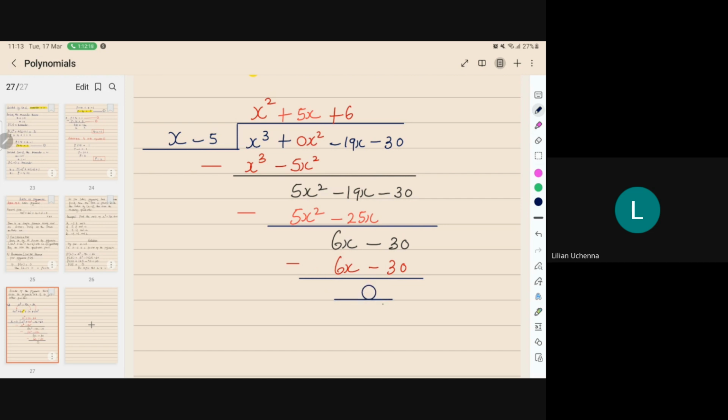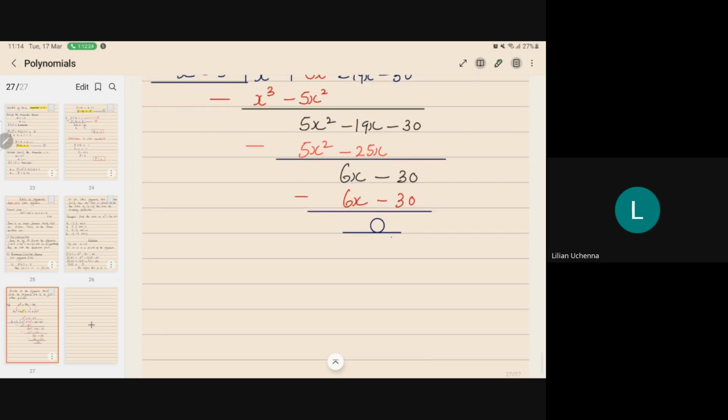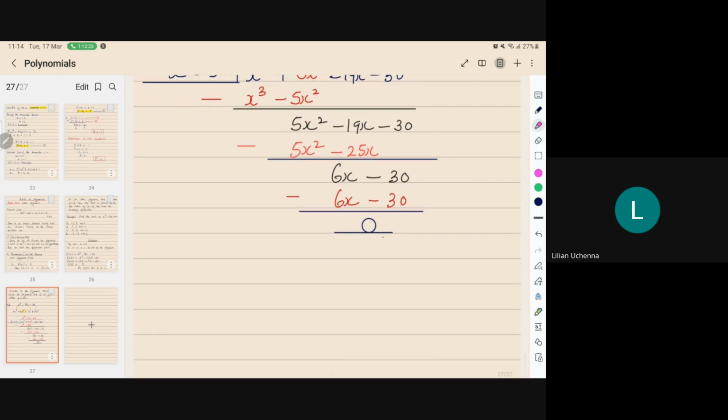So now it has formed a quadratic equation. You have a quadratic polynomial and you have one linear function. So that said, we have x squared plus 5x plus 6, right? So now we factorize the quadratic polynomial.